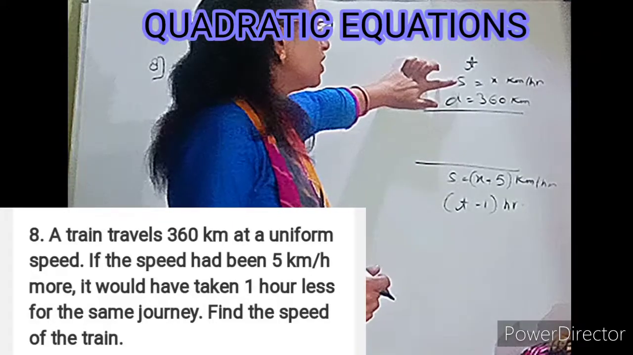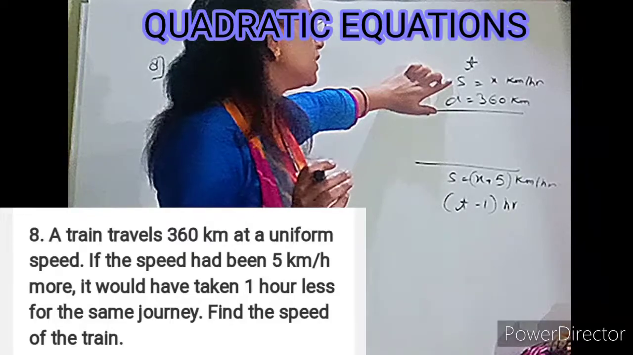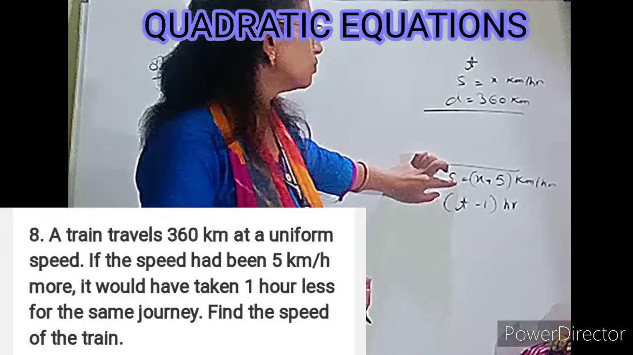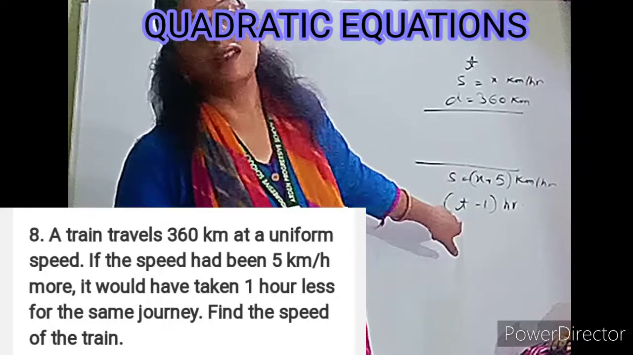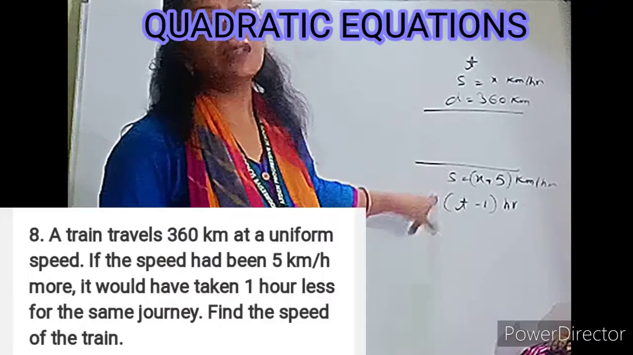If the train covers 360 km at a uniform speed in t hours, and if the speed is increased by 5 km/h, it will take 1 hour less. So find the time from here, find the time from here, and equate them.